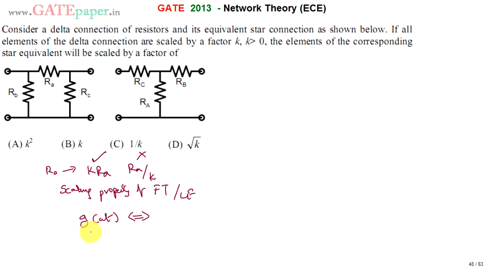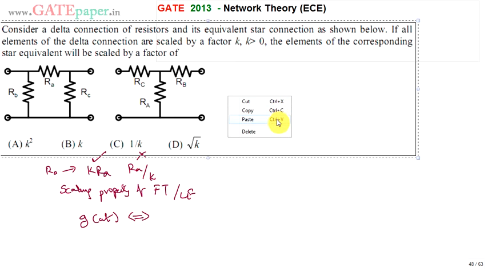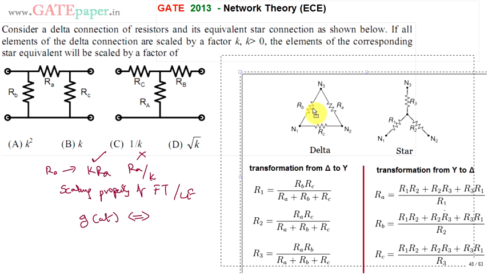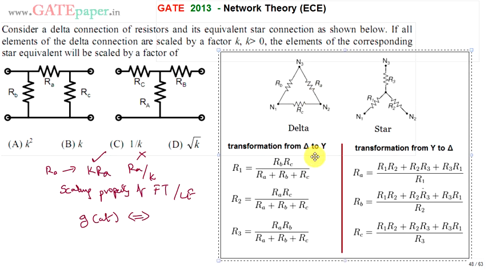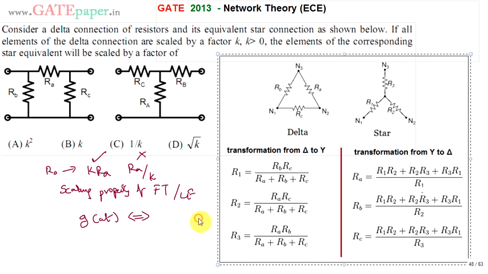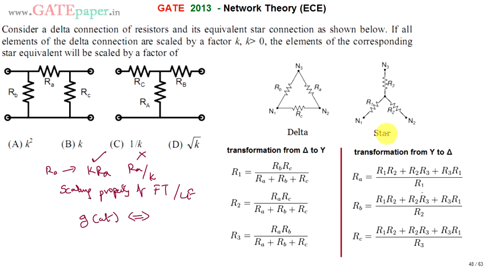So here also, if all the elements in the delta network are scaled by k, that is multiplied by k, then by what factor will the resistors in the equivalent star network get multiplied? We know the transformations between star to delta and delta to star, which are very well known. So this is the equivalent star network for the given delta network.